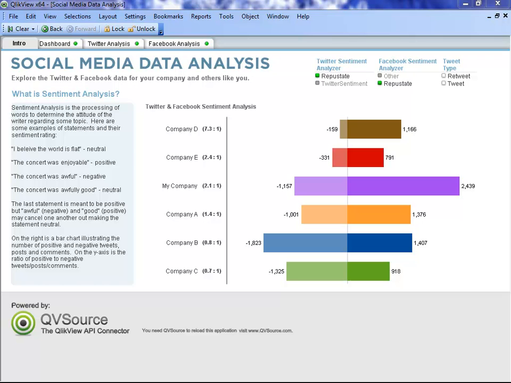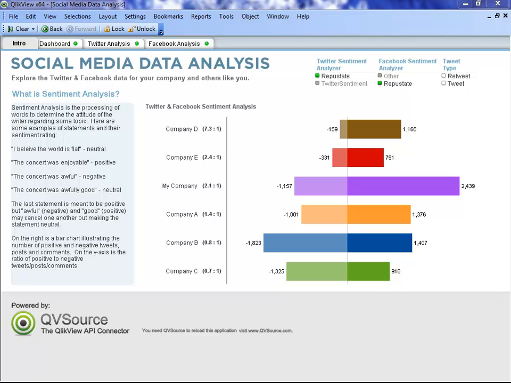On the intro sheet, we are looking at sentiment. Sentiment analysis is the processing of words to determine the attitude of the writer regarding some topic. While sentiment is subjective, it could be used to gather insight into how people are feeling about a company.